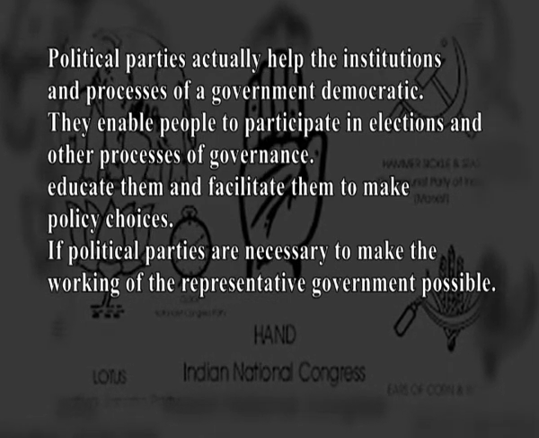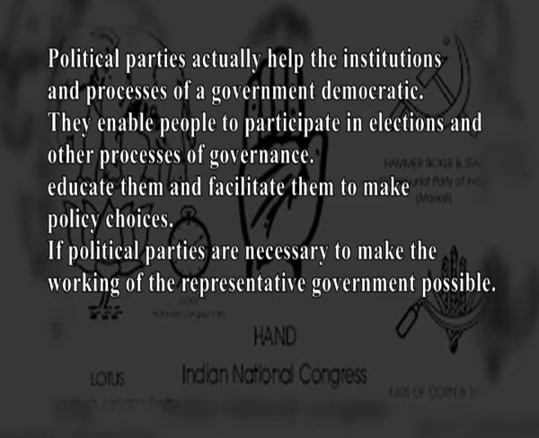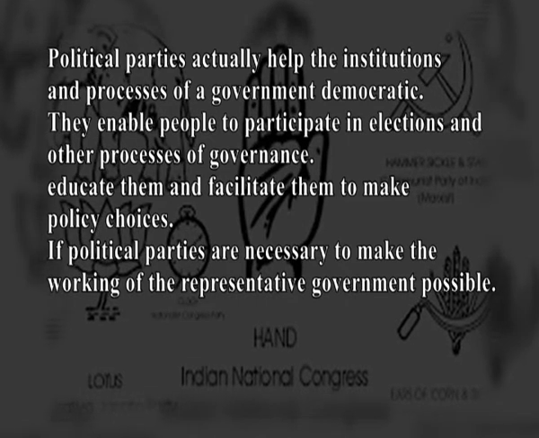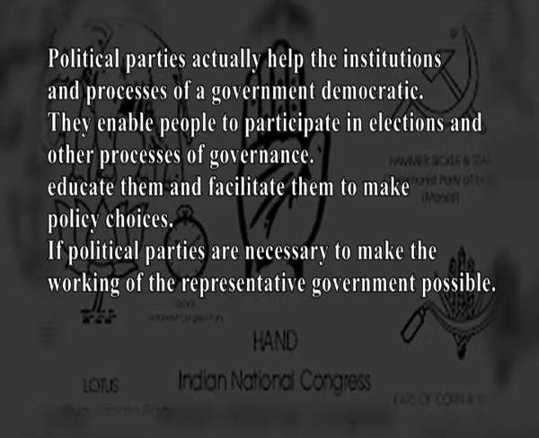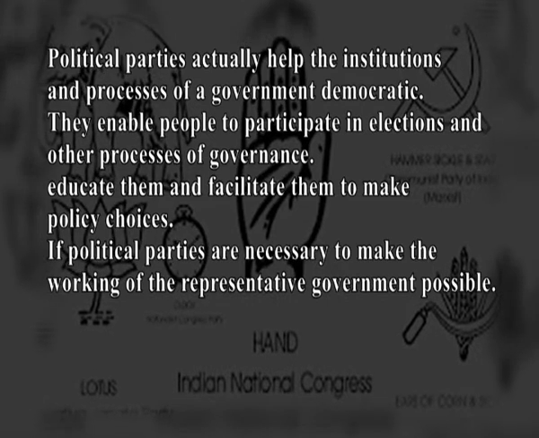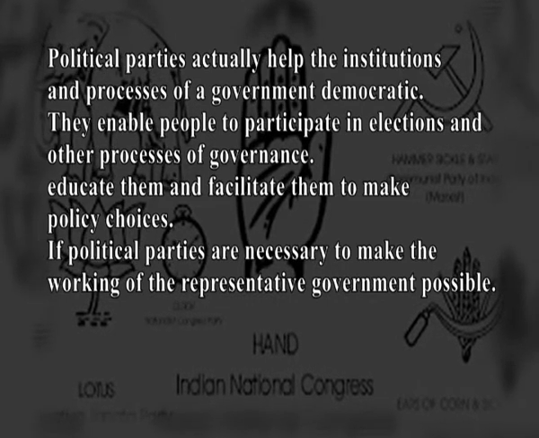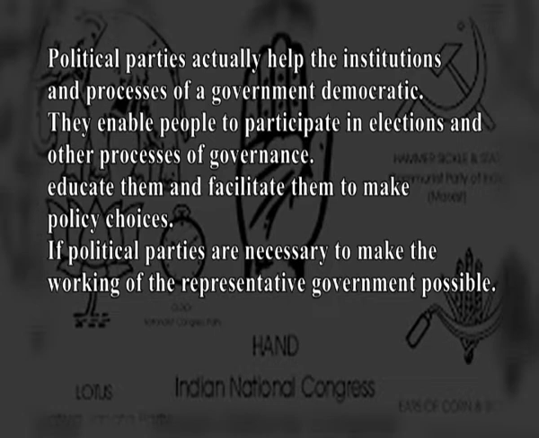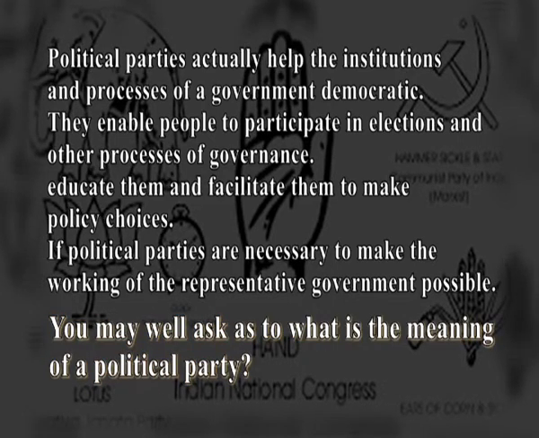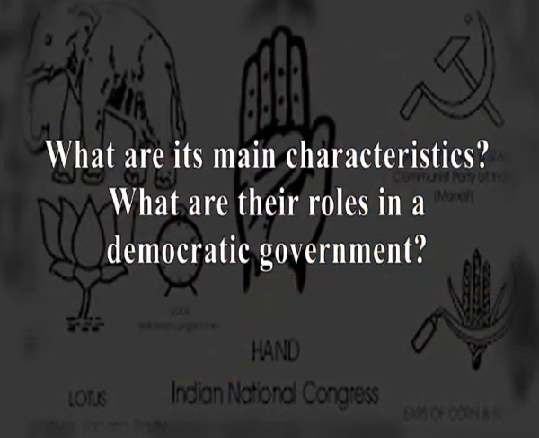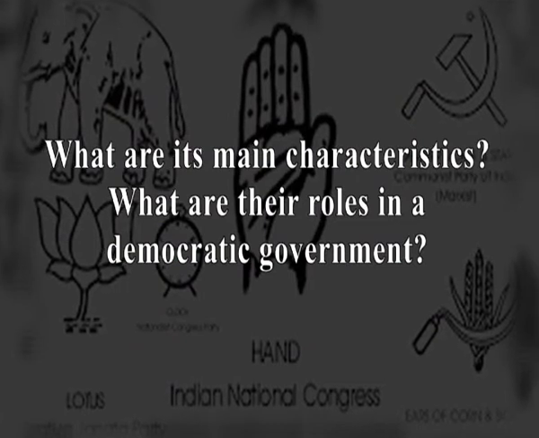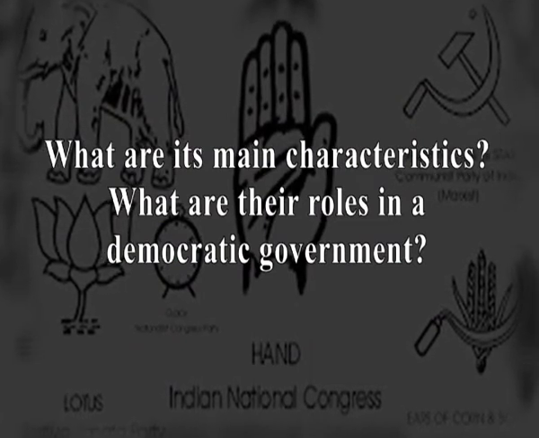They enable people to participate in elections and other processes of governance, educate them and facilitate them to make policy choices. If political parties are necessary to make the working of the representative government possible, you may well ask as to what is the meaning of a political party, what are its main characteristics and what are their roles in a democratic government. Now, first we learn about the meaning of a political party.